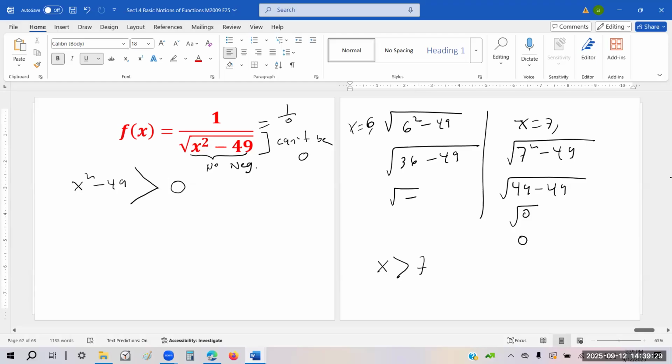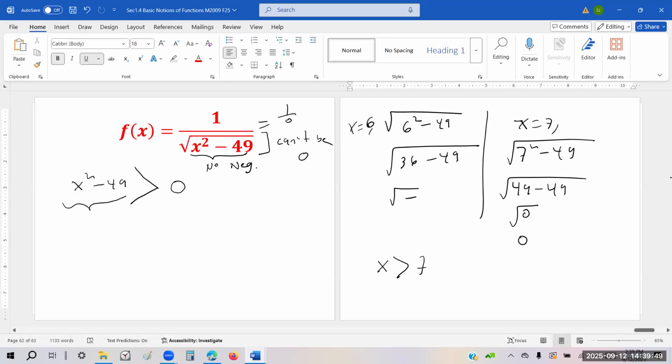But only bigger than 7? Isn't there any other number it can take? That's what you're going to find out. So he has some idea that it has to be bigger than 7. It definitely has to be bigger than 7. But how about less than 7?